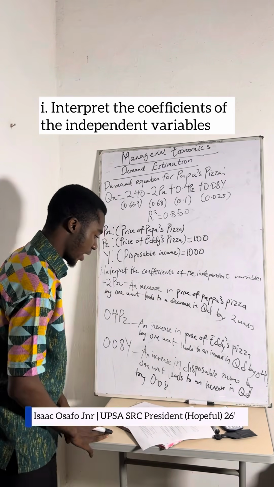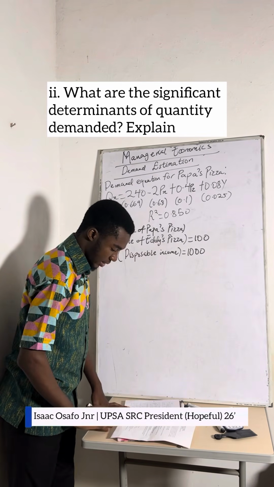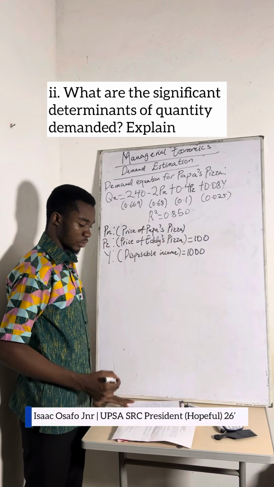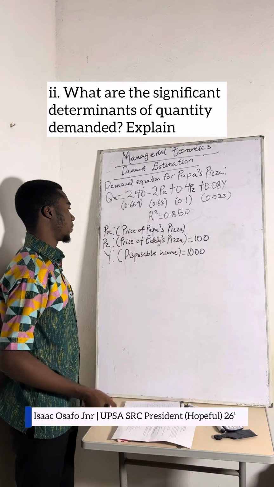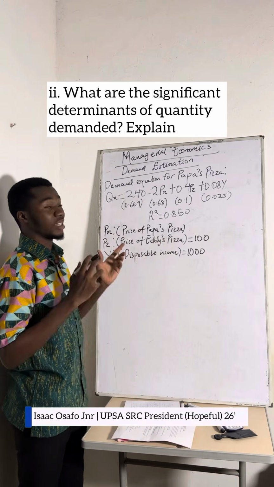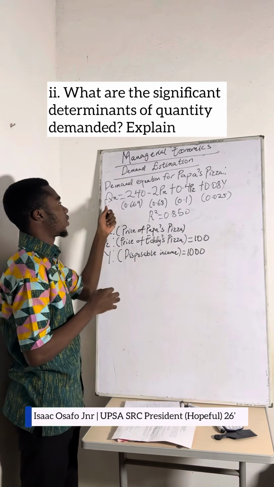Let's move on to the II. So let me clean the board so that we do it together. Now let's go to the II. The II says: what is or are the significant determinants of quantity demanded, and explain. So they're asking you between the three of them, which one is significant or which one is not significant. In other words, which one actually affects the quantity demanded.